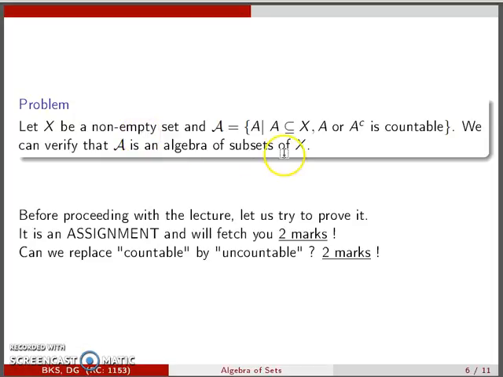And if X is a non-empty set, then consider the collection of all subsets that are either countable or whose complement is countable, and try to see whether that collection is an algebra or not.